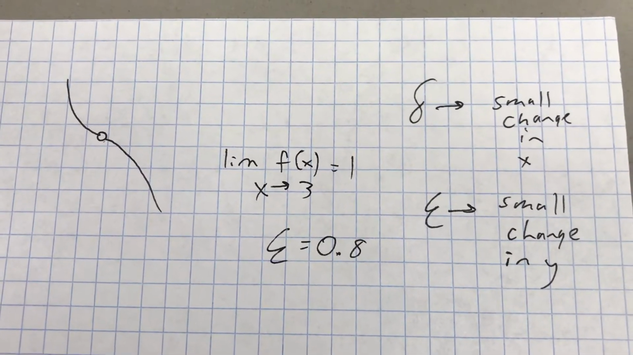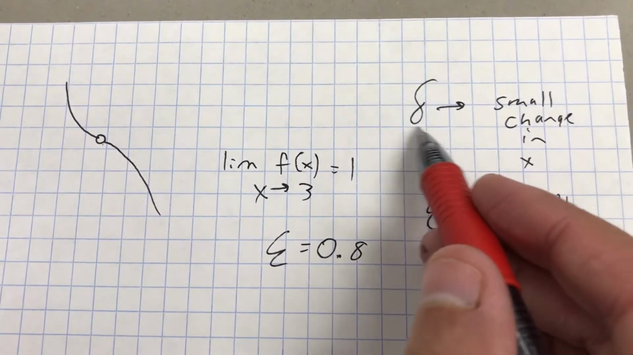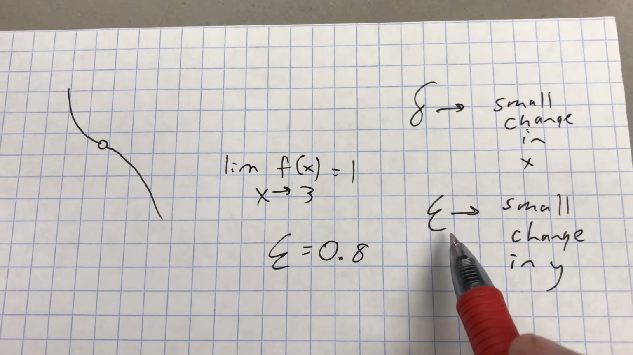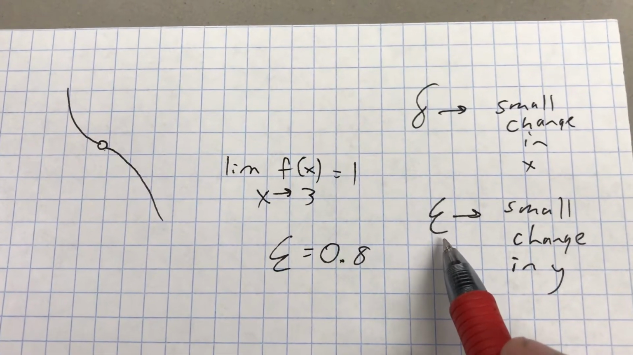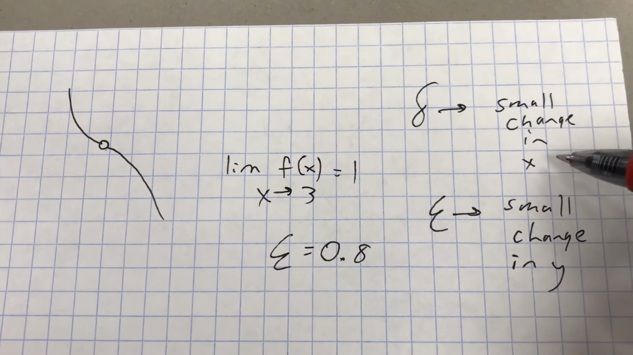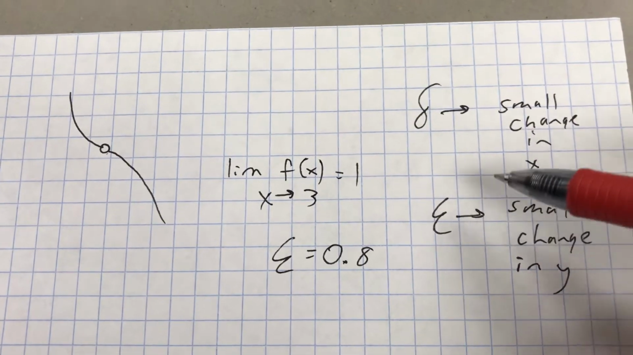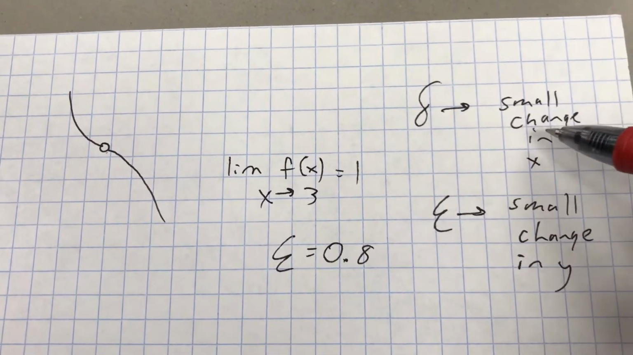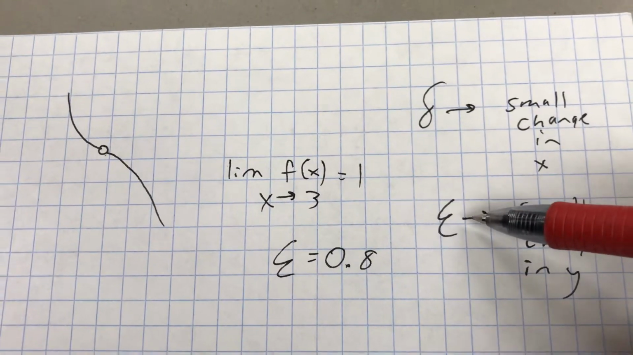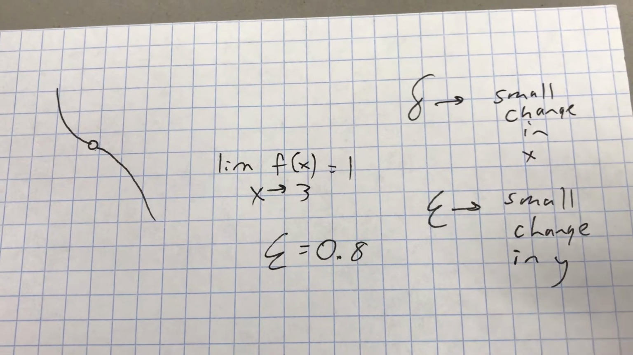So a couple of things here. First of all, this follows the Greek alphabet. This is a lowercase delta. It's kind of like a Greek D. This is an epsilon, kind of like a Greek E, okay? Alphabetically, X comes before Y, so you have your input and your output variable. Likewise, delta comes before epsilon. So delta represents a small change in the X direction, a small horizontal change. Epsilon is a small change in Y. That would be a small vertical change, okay?